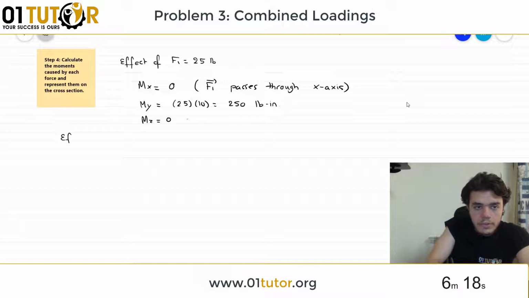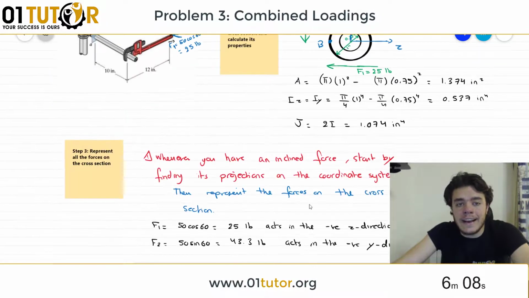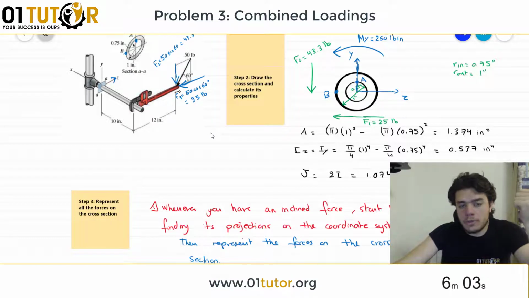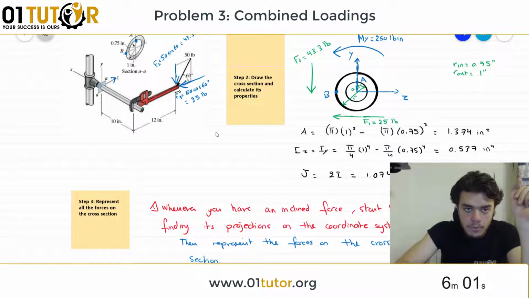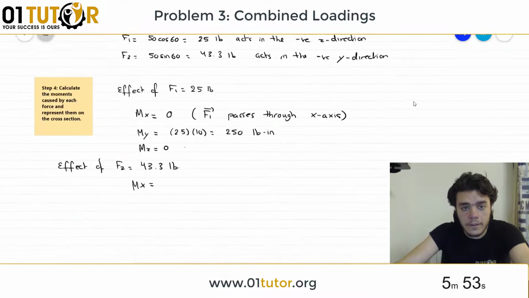Now, let's consider the effect of F2, which is 43.3 pounds. Does F2 cause any moment about the x-axis? F2 is not parallel to the x-axis because this is F2. It's not parallel to the x-axis, nor does it pass through the x-axis. Therefore, yes, it does cause a rotation about the x-axis.